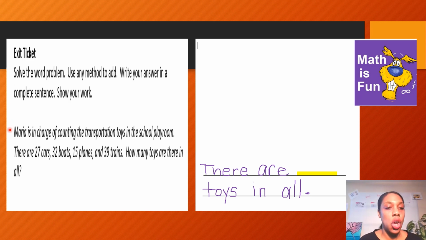Maria is in charge of counting the transportation toys in the school playroom. There are 27 cars, 32 boats, 15 planes, and 39 trains. How many toys are there in all? Well, remember, I always like to start off by taking my question and putting it into a statement. There are toys in all. See if you can figure it out for yourself, and remember to show your work.